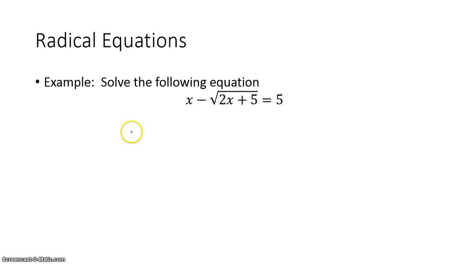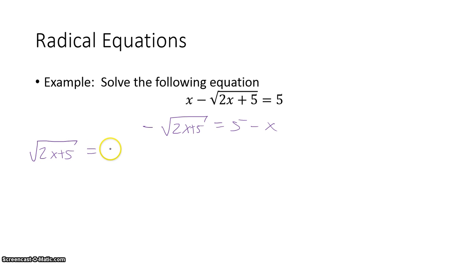So there are multiple ways to do this. I'm going to write this as minus the square root of 2x plus 5 equals 5 minus x. And I'm going to go ahead and get rid of that negative and write this as the square root of 2x plus 5 equals x minus 5. Okay? Now that I've isolated the square root, I'm going to square both sides. Remember, put it in parentheses before you square it.